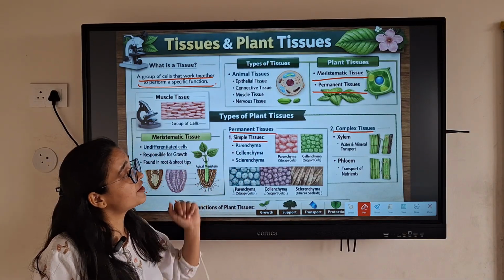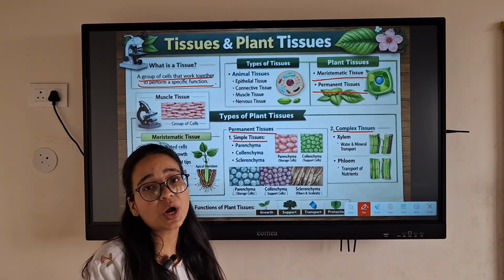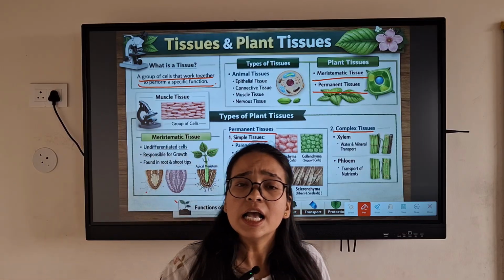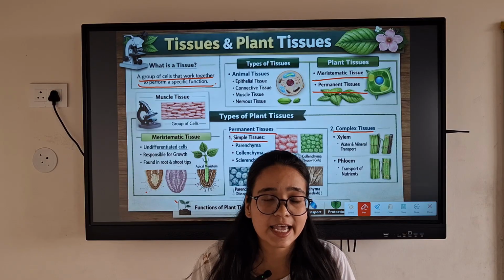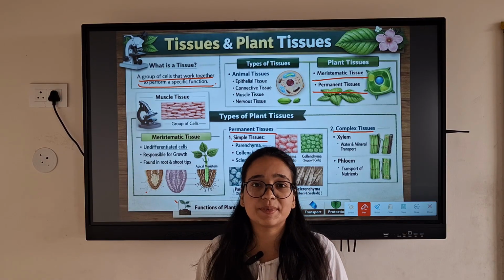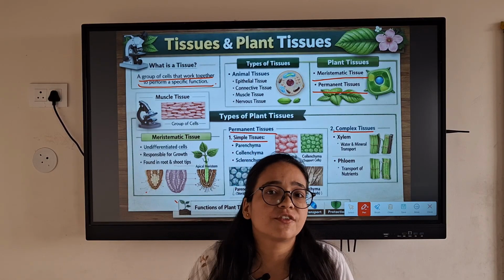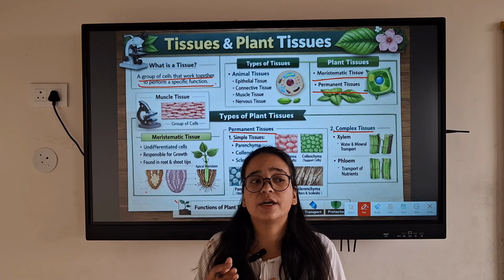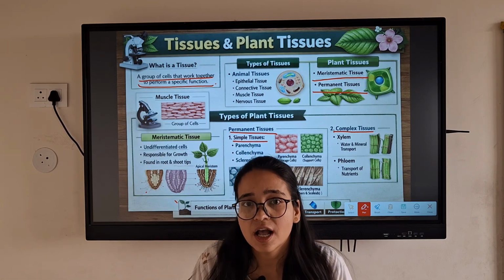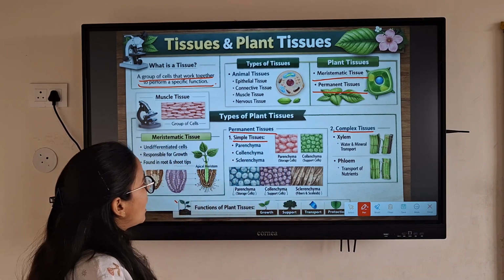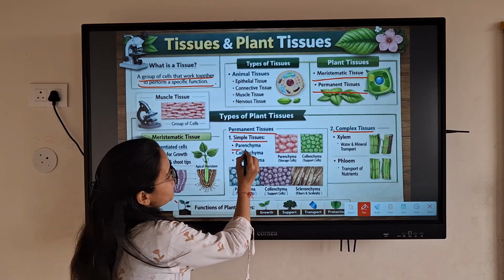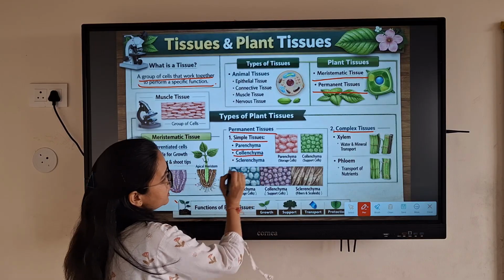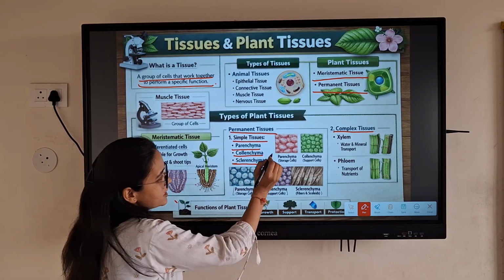The difference between the simple tissue and the complex tissue is that simple tissue is made up of only one kind of cells, and complex tissue is made up of more than two types of cells, but they do a similar function. And now there are different types of simple tissue. First one is parenchyma, second collenchyma, and third one is sclerenchyma.